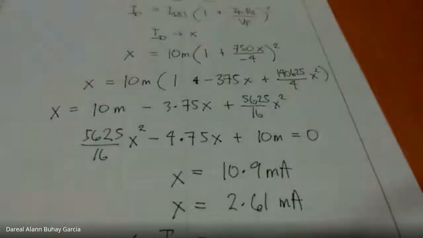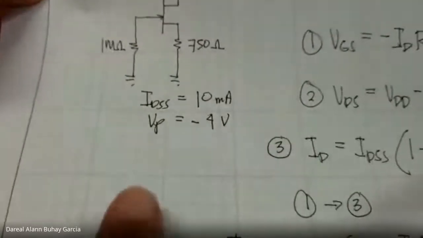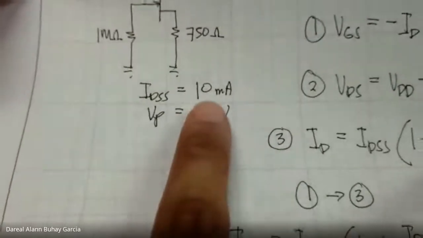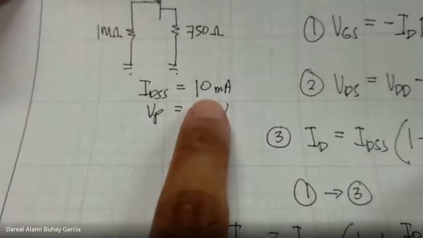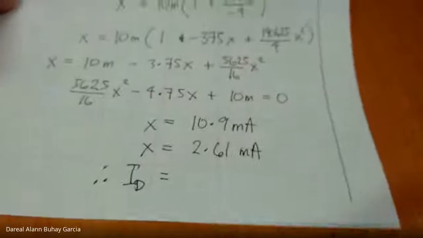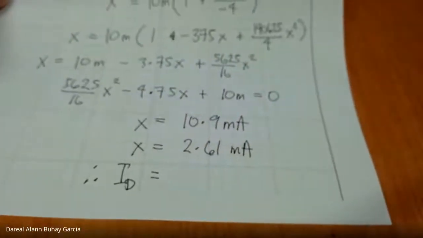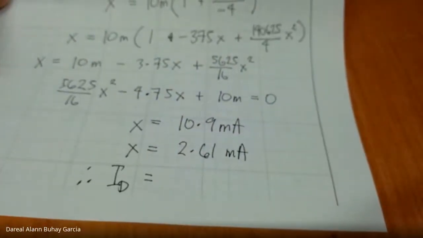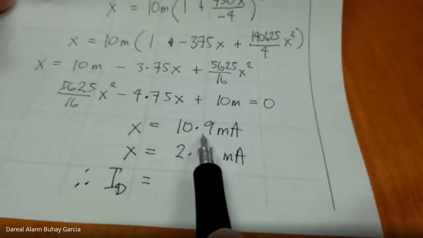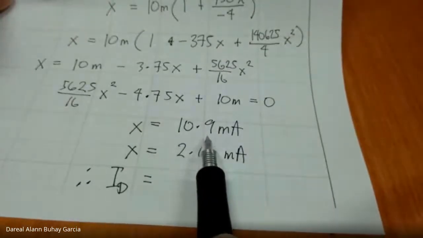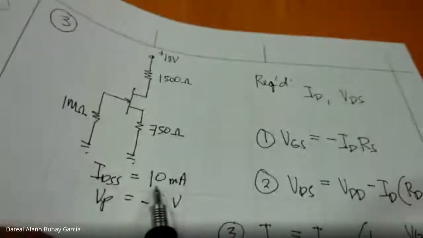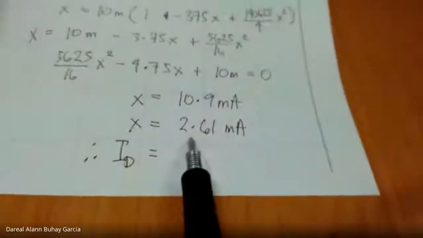Ato atong saturation current, IDSS. How much is IDSS? 10 milliampere, no? 10 milliamps. So, asa sa duha ang dapat nga value sa atong ID? Di na ni pwede, 10.9 man eh. 10 milli ra atong IDSS. So, ang isa atong pilion, 2.61 milliamperes.